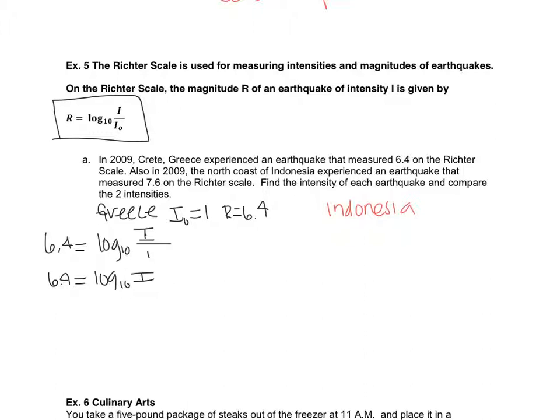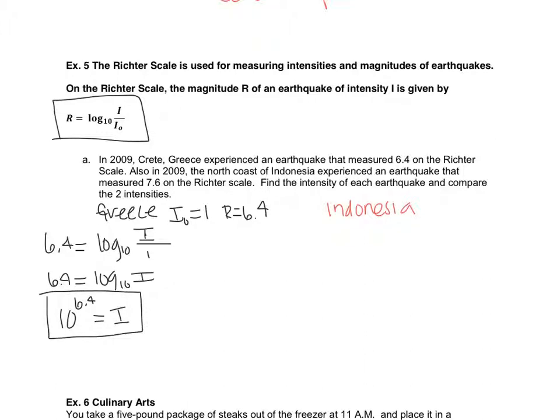Now remember, how do you solve a log equation? You change it to exponential form. By doing that, you remember you make little b become big B. So 10 to the 6.4 equals I. And there you have it. You could multiply this out and you would get a really humongous number, and that's okay, you can do that. I'm just going to leave it as 10 to the 6.4.